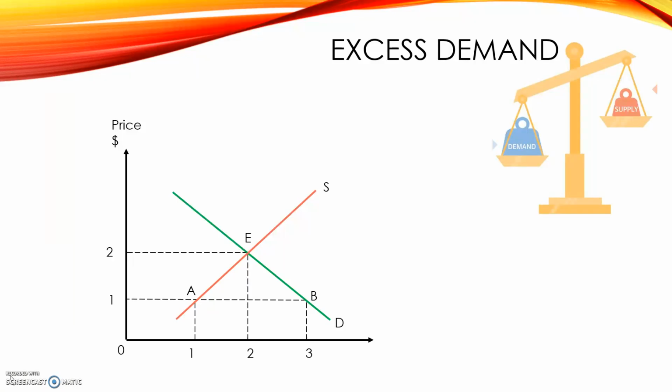Excess demand. This is the surplus of the quantity demanded of a good or service at a given price over its supply at that price. Excess demand usually spurs the prices higher. The area between A and B on the graph is known as excess demand.